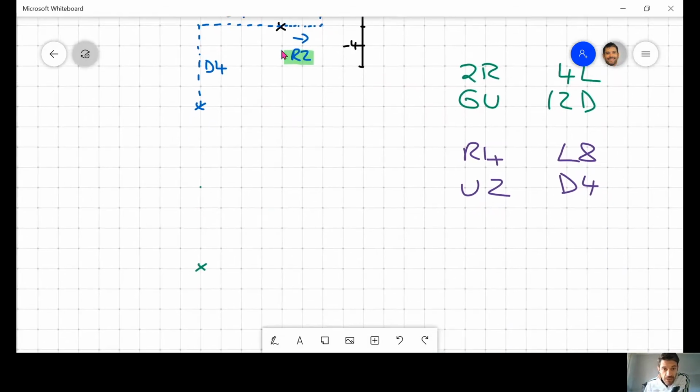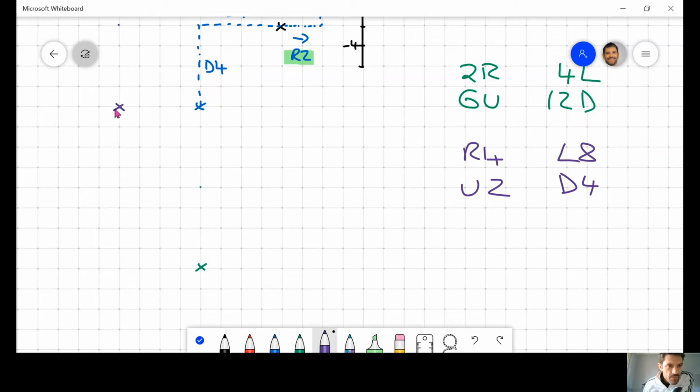So I only need to see the centre of enlargement now. Purple, left 8, down 4. So that's 4. That's 8. Down 4. So that side has moved to here.